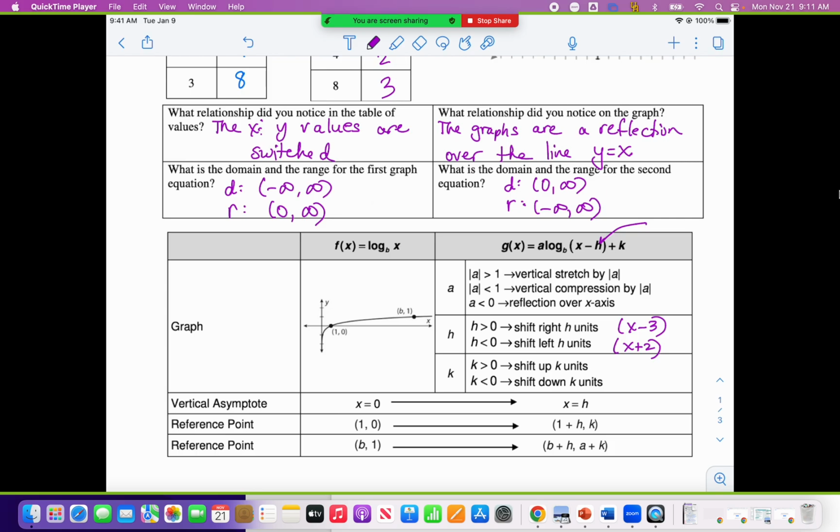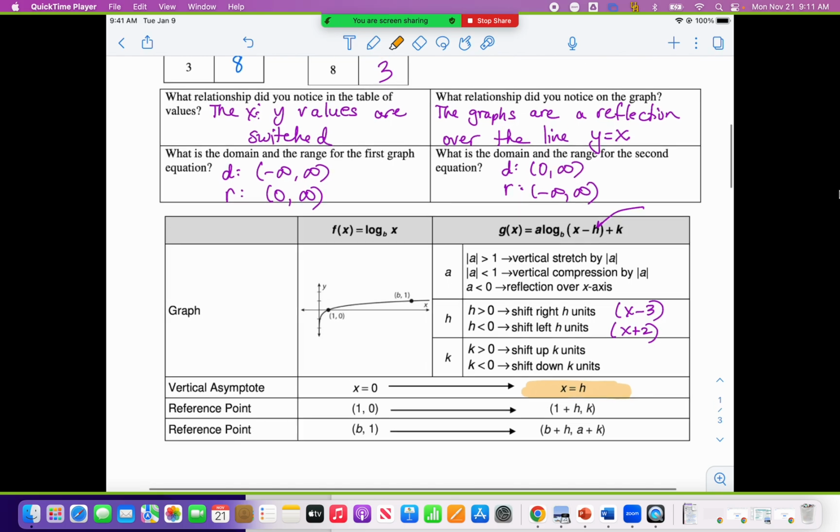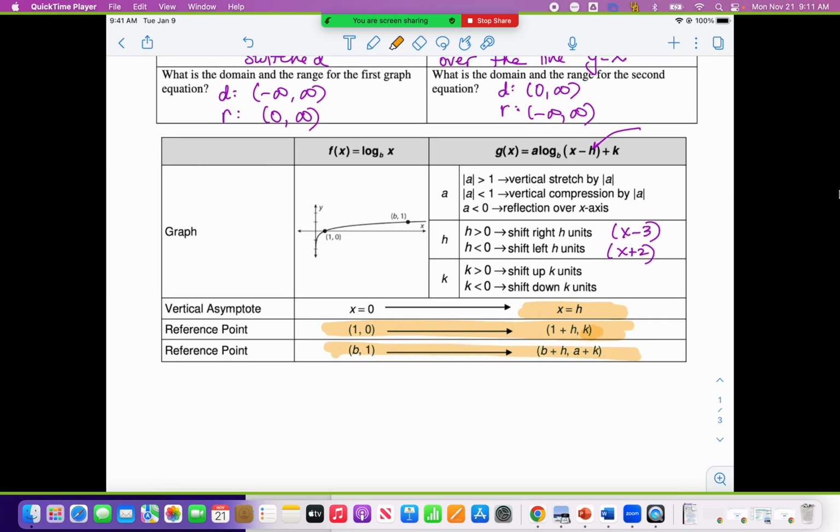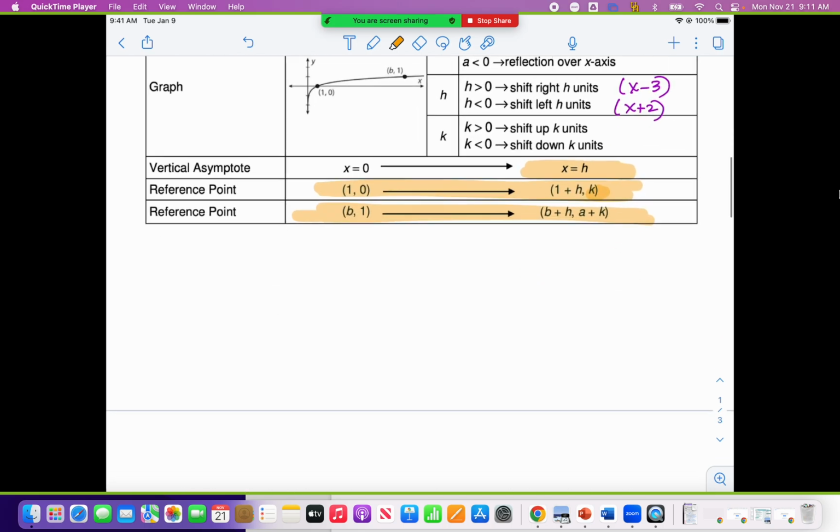Now, logarithms have a vertical asymptote. And the vertical asymptote is x equals the h value. And we have something called a reference point. My 1, 0, if you're moving to the right, h, you would just add 1 plus that h value, and then it would be k, up k. If I have b, 1, it'll be b plus h, a plus k. You don't really need to remember that, but that's just helpful.